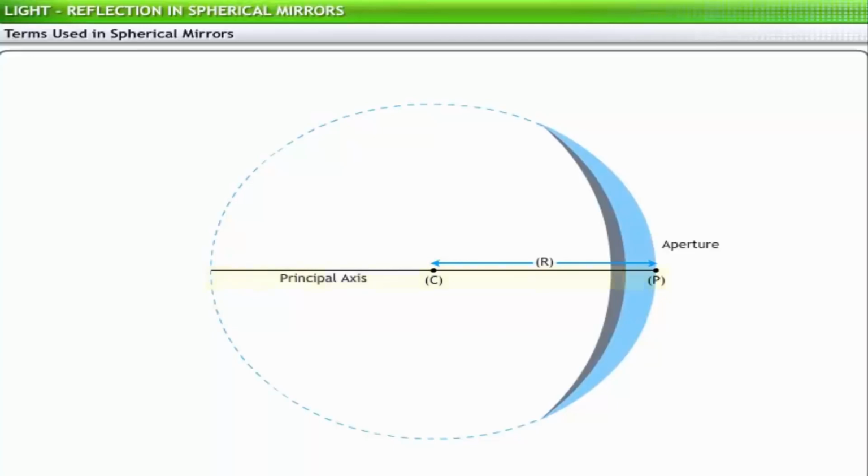Principal axis is the line joining the pole and the center of curvature. Principal focus, F, is a point on the principal axis. This is the point where the rays in the reflected beam, formed from the incident beam parallel to the principal axis, converge. Focal length, F, is the distance of the principal focus from the pole of the mirror.